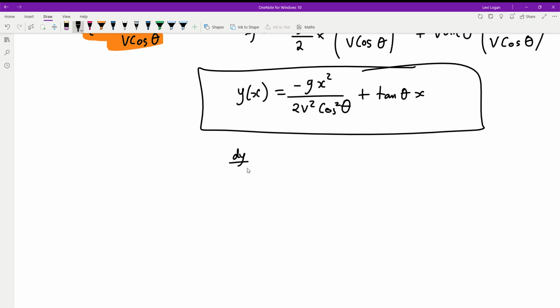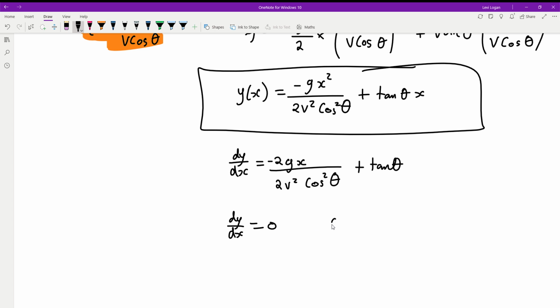So you get dy/dx, do the power rule, bring that 2 down the front and subtract the power by 1. So you're going to get 2 times negative gx on 2v squared cos squared theta. I'm only differentiating with respect to x, I'm leaving the thetas. And if I differentiate this last term, I'm just going to get a plus tan theta, because that 1 would go to the front, and then you'd have x to the power of 0. Righto, so now you've got this, set this equal to 0, so dy/dx is 0 at the vertex of the parabola.